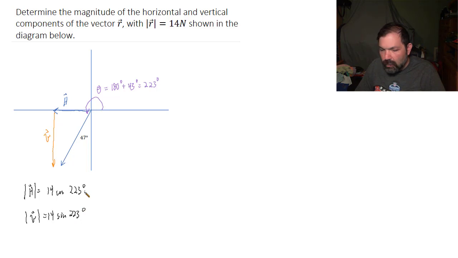And if we calculate those, I don't have these calculated already. Let me use my calculator here, make sure I'm in the correct mode. I need to switch to degree mode. So 14 cosine 223, that is negative 10.2 approximately newtons. And then 14 sine 223 is, hit sine again, is negative 9.5 approximately.